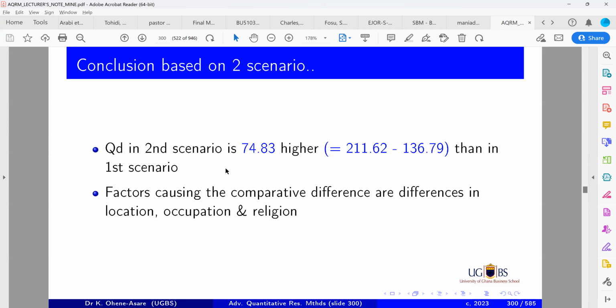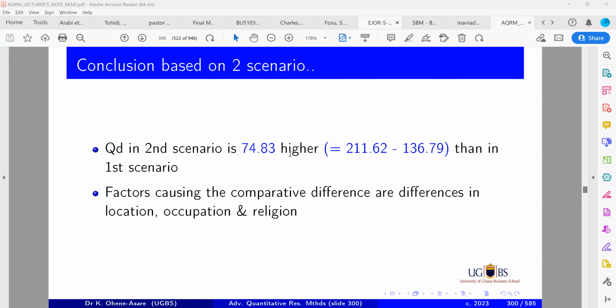than the first scenario. What is causing the difference? Well, we saw it. The difference is that we had the location. One was urban, the other was rural. So that was causing the difference. Occupation. One was traders, the other was fishers. Okay. So you compare that one too.